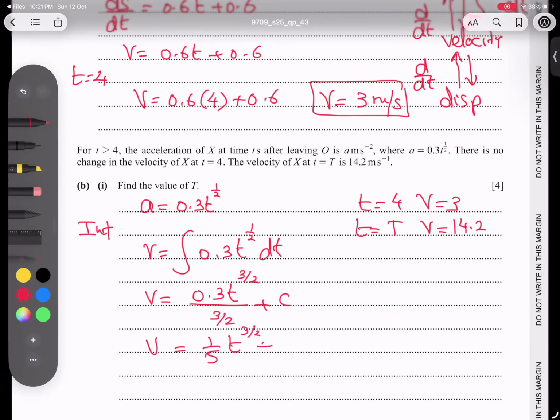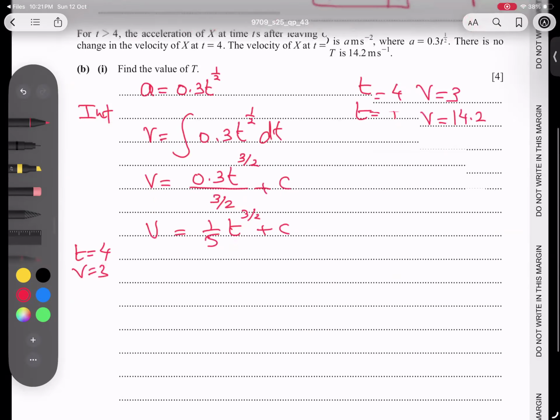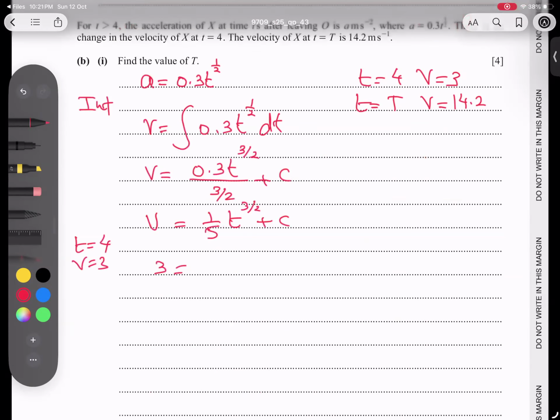Now I can plug in the values. So t is equal to 4, V is equal to 3. When I replace 3 here and 4 to power 3 by 2, I will get a C value. And I bring this completely to the other side. So 3 minus 1/5 into 4 to power 3 by 2, and my answer turns out to be 7 over 5. Don't leave it here, plug it back in the equation. So velocity is equal to 1 over 5 t to power 3 by 2 plus 7 over 5.